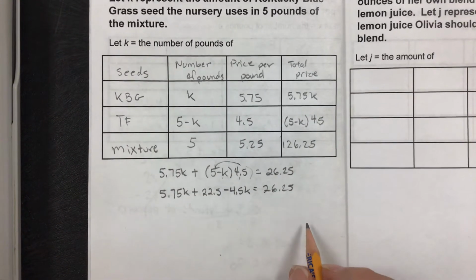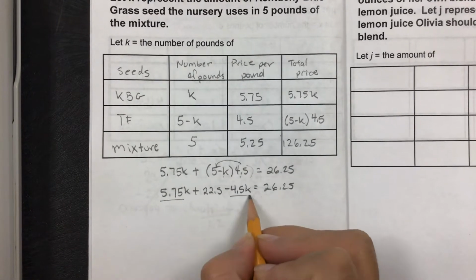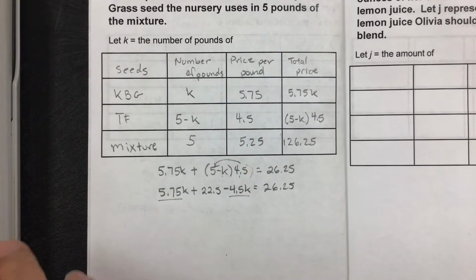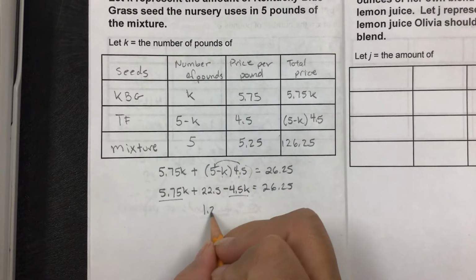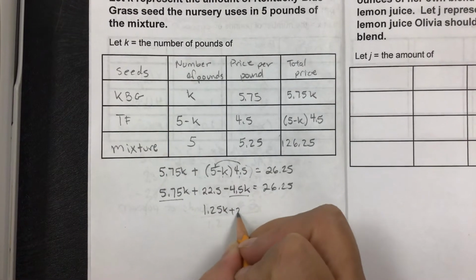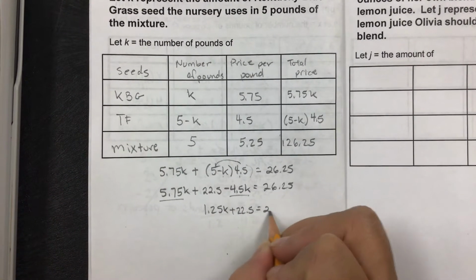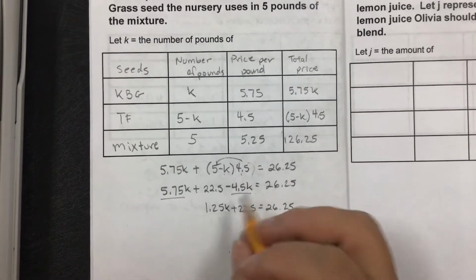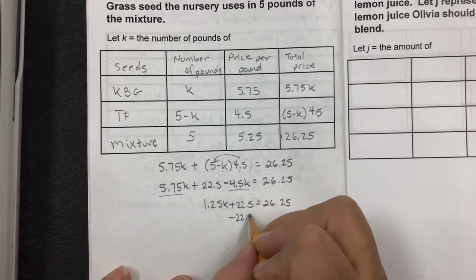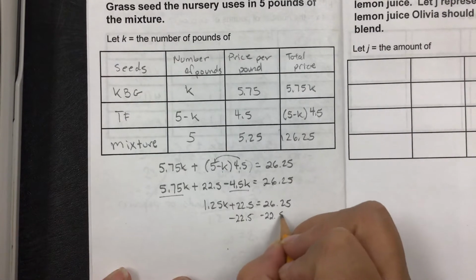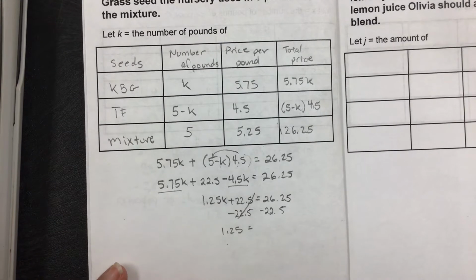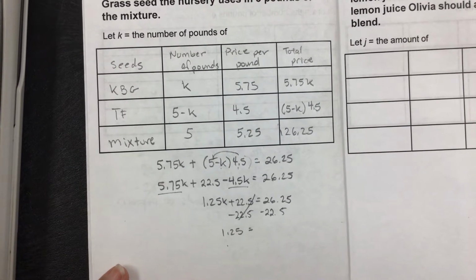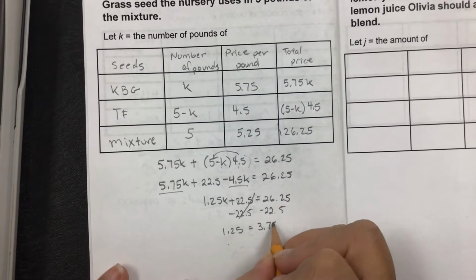We're going to combine like terms. That means I'm going to do this one minus this one. 5.75 minus 4.5 equals 1.25K plus 22.5 is equal to 26.25. We're going to subtract the 22.5 from both sides. 1.25K is equal to 26.25 minus 22.5 is 3.75.